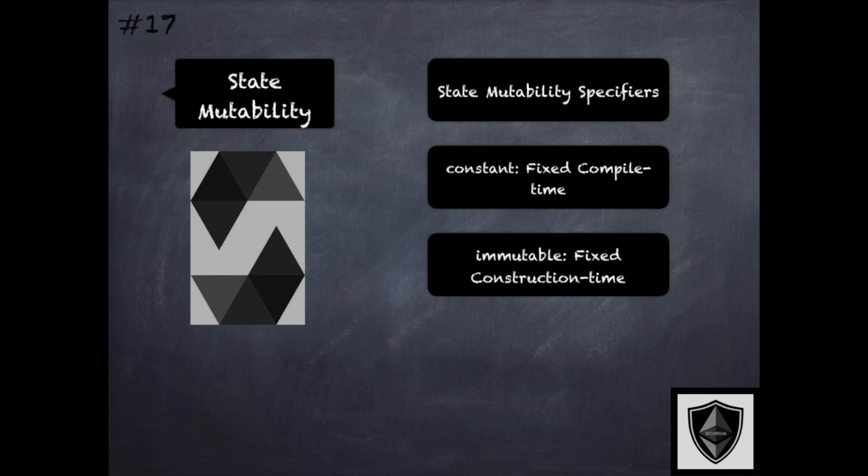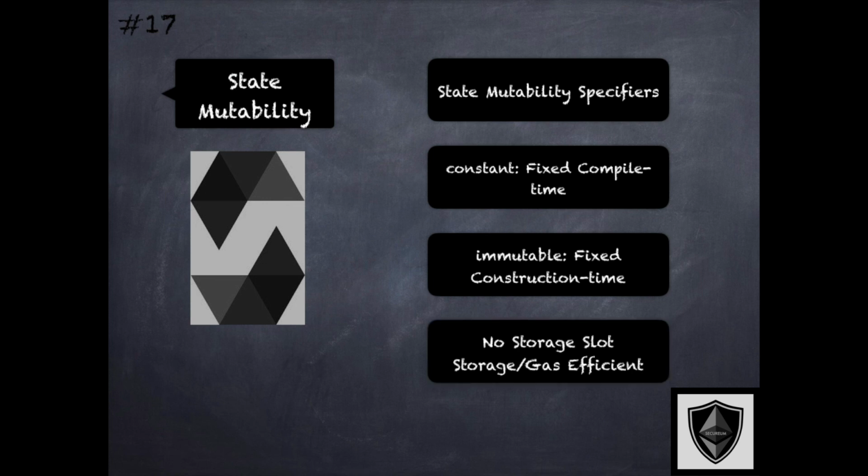Immutable variables, on the other hand, are fixed at construction time. This means that they can be assigned values within the constructor of the contract or at the point of declaration. They cannot be read during construction time, and they can only be assigned once. These properties of constant and immutable state variables allow the Solidity compiler to prevent reserving any storage slot for these variables, and this property makes these variables storage and gas efficient.